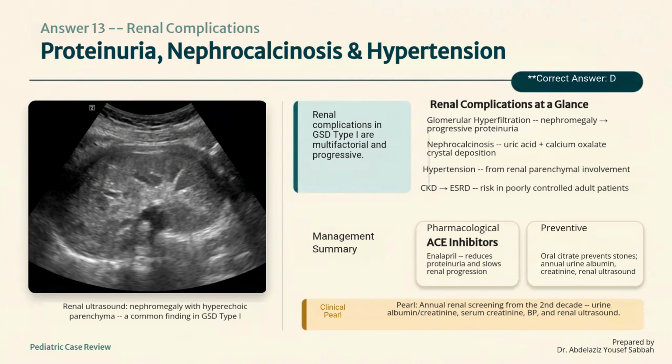end-stage renal disease. For management, angiotensin-converting enzyme inhibitors, such as enalapril, reduce proteinuria and slow renal progression, and oral citrate helps prevent stones. The clinical pearl is to begin annual renal screening from the second decade of life: urine albumin to creatinine ratio, serum creatinine, blood pressure, and renal ultrasound.